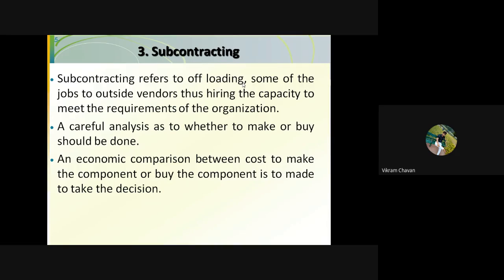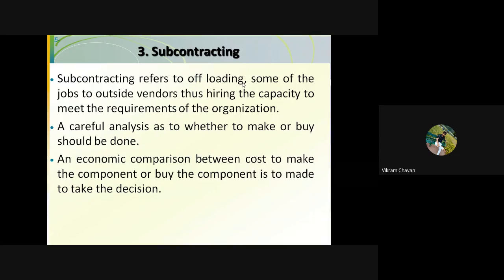This analysis is helpful for the company to take decisions about subcontracting or vendors. An economic comparison between the cost to make the component and the cost to buy the component is made to take the decision.